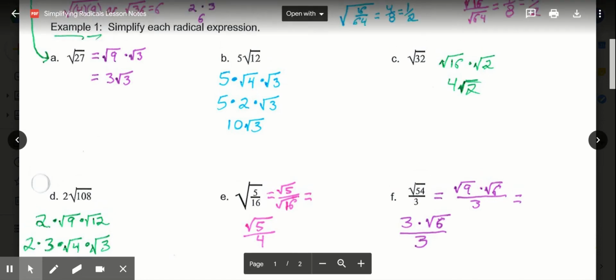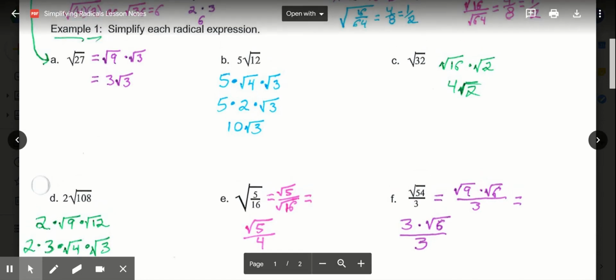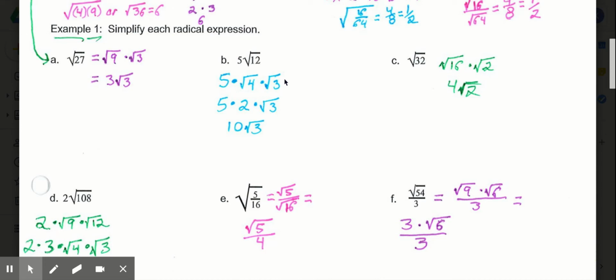In B, we have 5 times the square root of 12. I'm going to separate out the 5, and then for the square root of 12, we want to think about a perfect square factor, which would be 4. So the square root of 12 becomes the square root of 4 times the square root of 3. The square root of 4 is 2. Square root of 3 just remains. So our simplified answer is 10 square roots of 3.